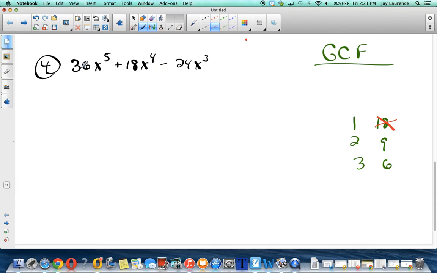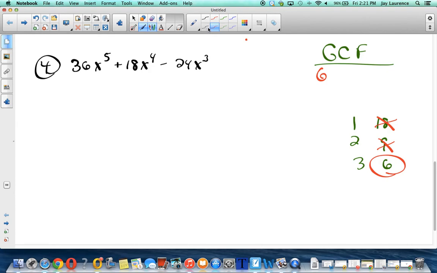Does 9 go into 36? It sure does. Does 9 go into 24 evenly? All right, let's try 6. Does 6 go into 36? It does. It goes into 18, of course. Does it go into 24? You betcha. There we go. GCF has a 6 in it.